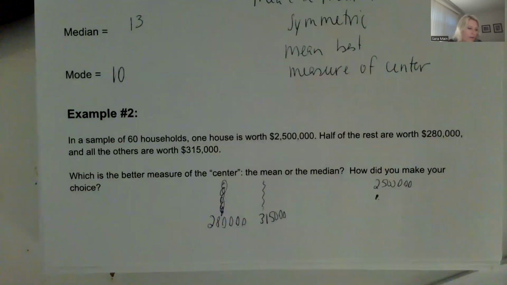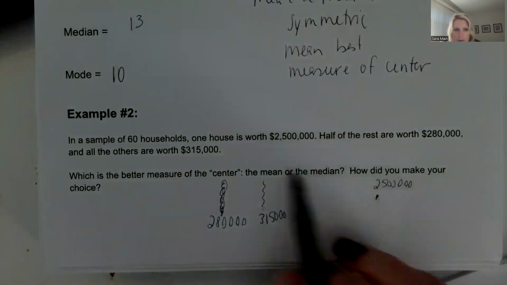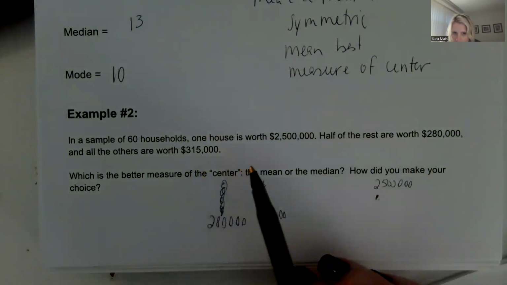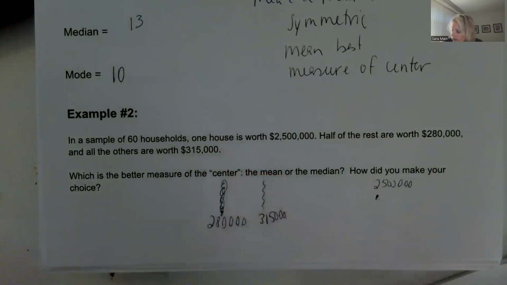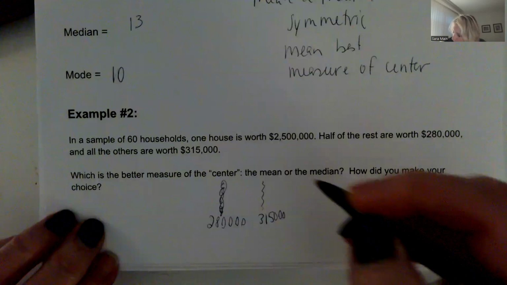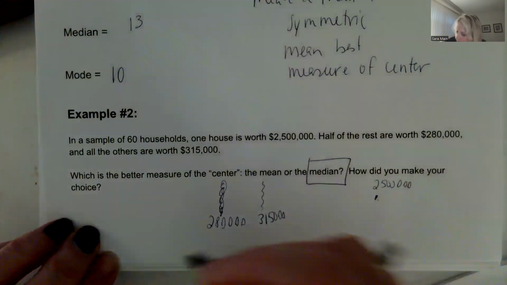And so the mean is not resistant to outliers. The mean is very much affected by extreme values. The median is resistant to outliers. It's not affected. And so we would choose the median because the data is skewed.